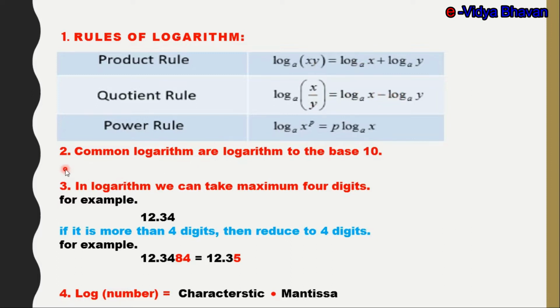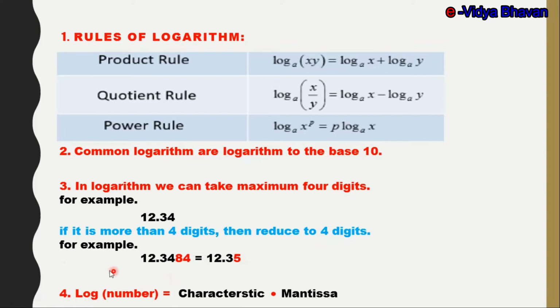Now rule number 2, common logarithm or logarithm to the base 10. So whenever we are using log, it will be to the base 10. Thirdly, in logarithm we can have maximum 4 digits. It means the log table will read only 4 digits. For example, 12.34. Suppose if we have numbers of more than 4 digits, then we have to reduce to 4 digits.